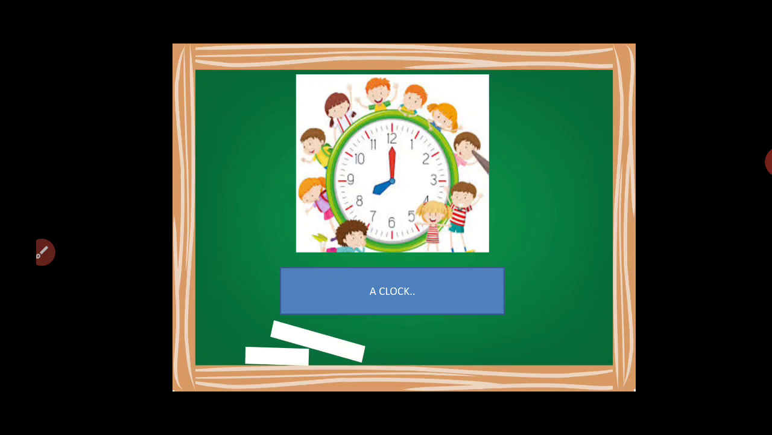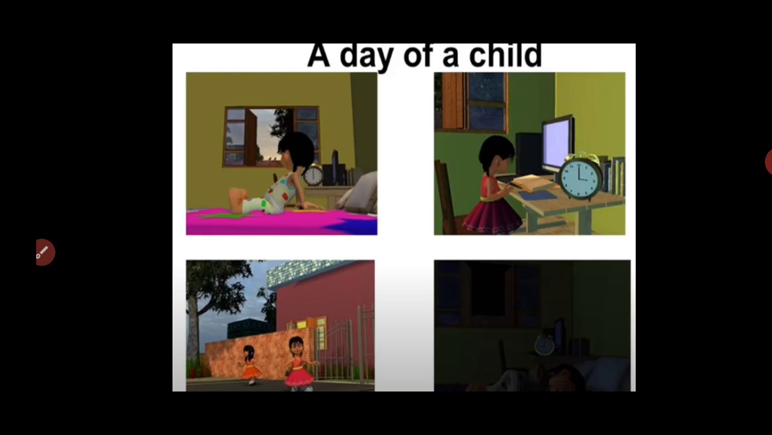Children, now let's have a look at this picture. See, this picture is divided into 4 parts. It is basically telling us a day of a child. If you see, the first picture is a child waking up, right? It is of a child waking up early in the morning.